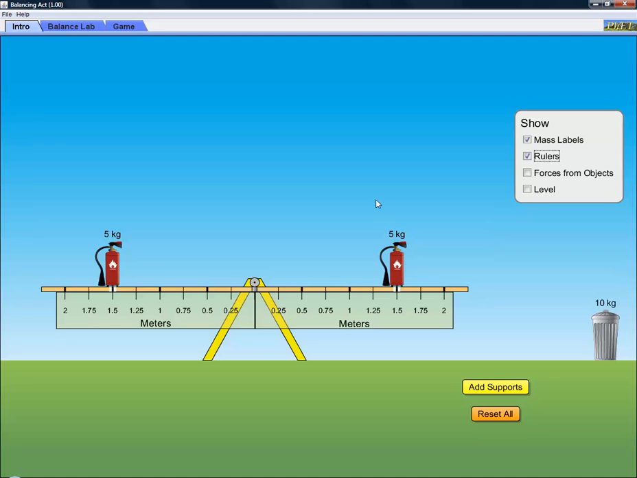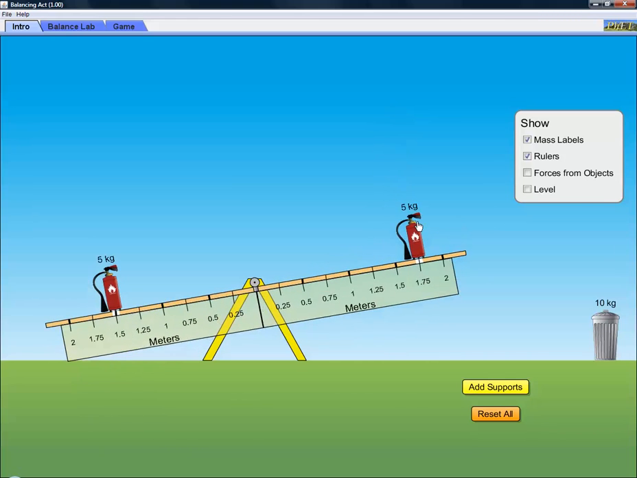Okay, it's because 5 kilograms in Earth's gravity, which is what? That's right, 10. One gravity is 10 newtons per kilogram. We have 5 kilograms here, so therefore 5 times 10 is 50 newtons. The force of this fat fire extinguisher child is 50 newtons, and it's 50 newtons in that direction.